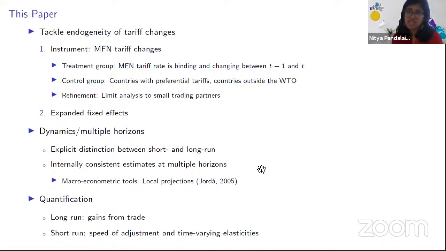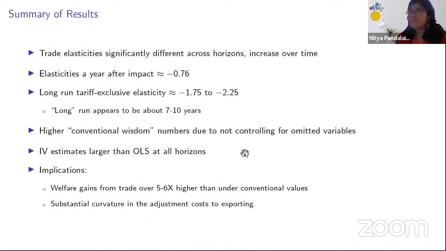In terms of quantification, I won't have time to talk about this today. There's a lot in the paper. I'm going to briefly mention the implications of our elasticities for the gains from trade, which is the natural long-run quantification. But we also in the paper show how the time path of elasticity that we estimate can discipline the speed of adjustment in dynamic trade models. Okay, so a brief summary of our results.